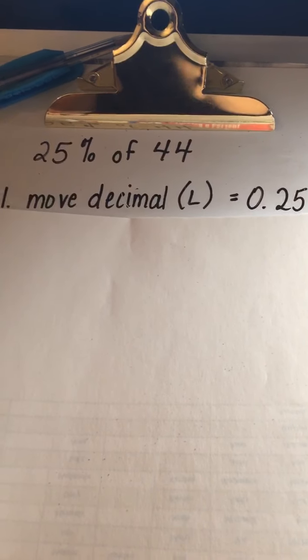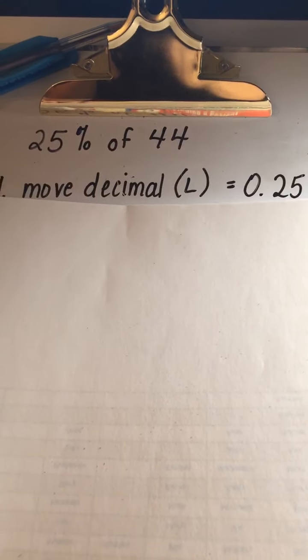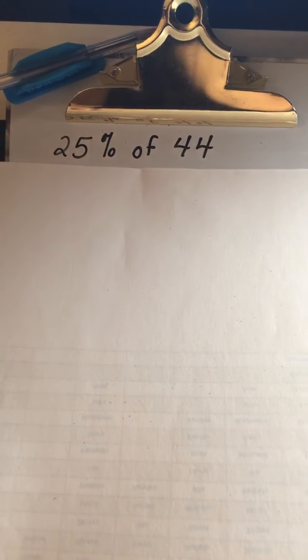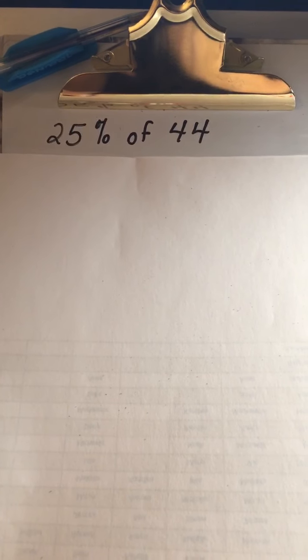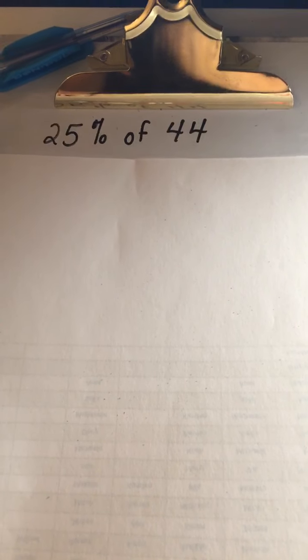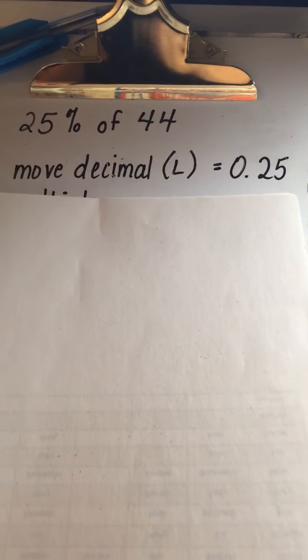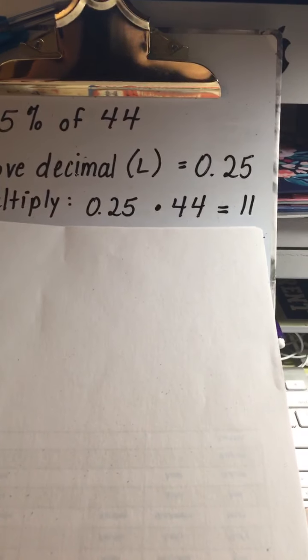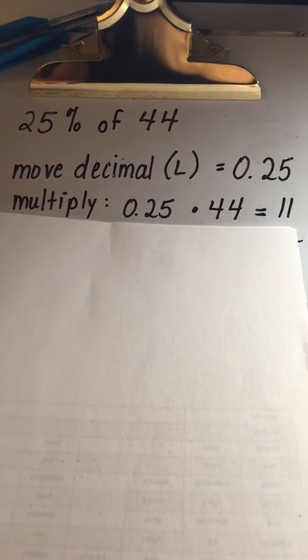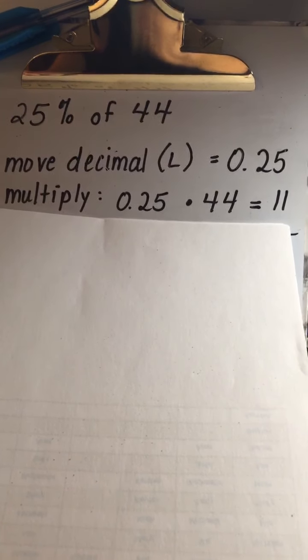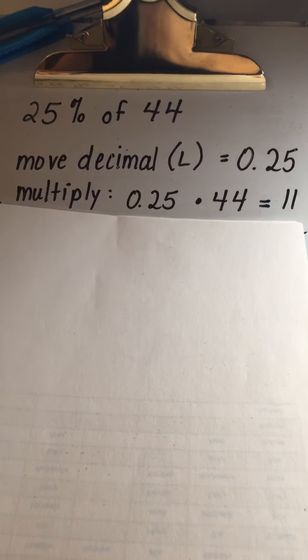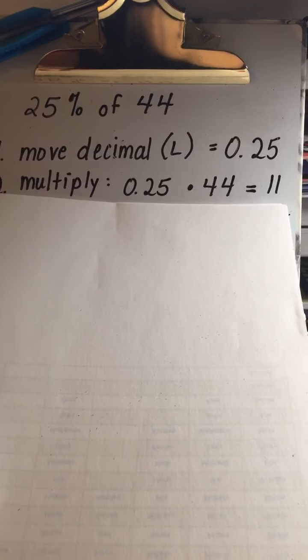Now, in math, the word "of" usually means to multiply. So our original phrase up there, 25% of 44, is telling us to multiply times 44. So we're going to take our 0.25, multiply it times 44, and go ahead and put that in your calculator, 0.25 times 44, and you will come up with the answer 11. Okay, that is the first method.